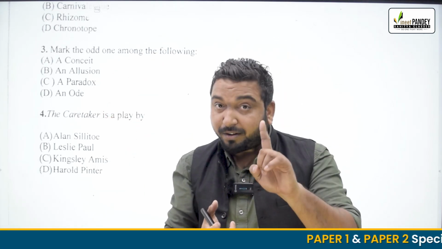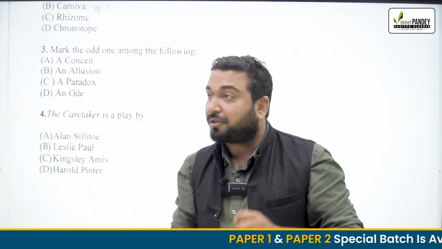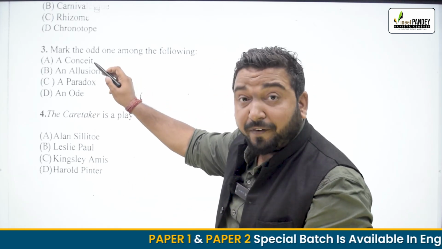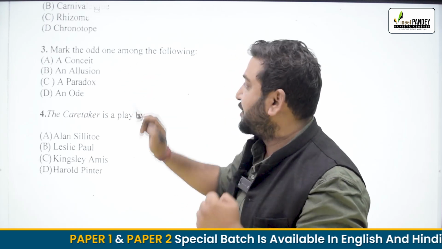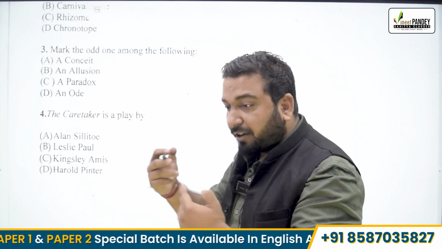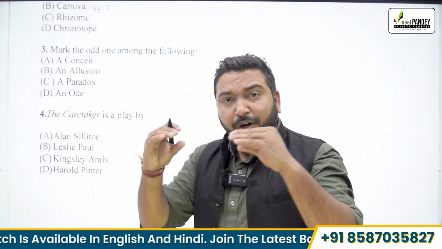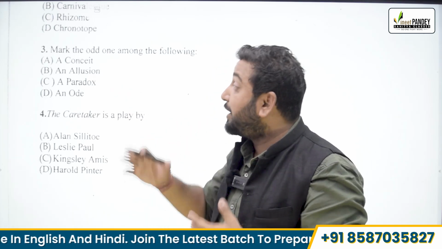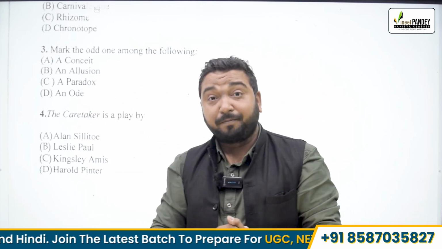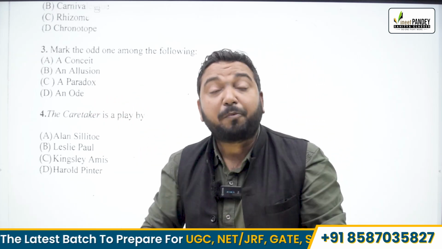Go for this. Try to find out the structure. Conceit, a far-fetched imagery, is a literary device. Allusion, creating confusion in a poetry, is a literary device. Paradox, putting two words which are opposite of each other, is a literary device. But an ode, ode is a complete form of poetry.